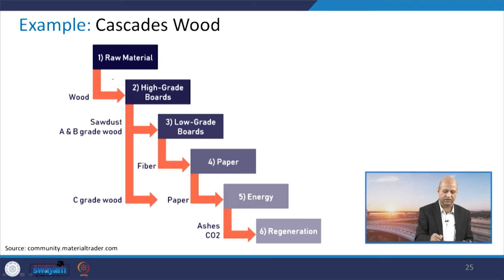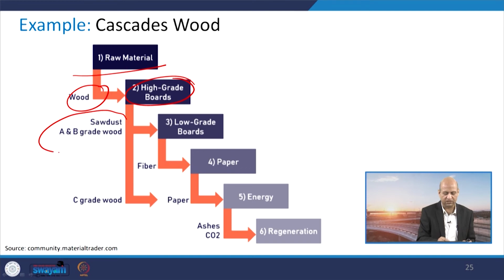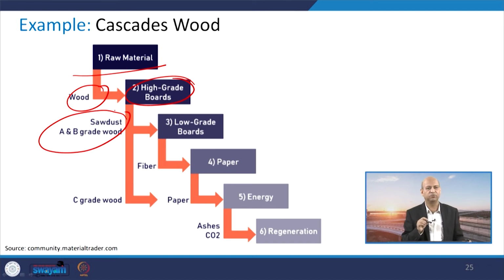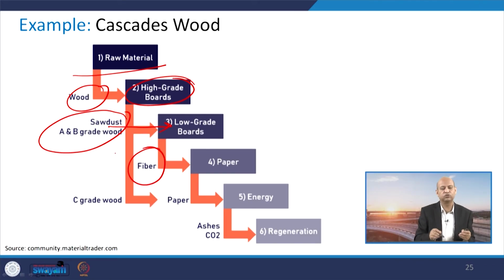As you can see here, raw material is there, and you want the wood. So, you can make high grade boards, but then there will be so-called waste in terms of sawdust from A and B grade wood. That can be used for low grade boards. Okay? So, do not throw it away like waste, use it for a second category of boards. Then it is not fully used, but some fiber and some sawdust will be there.